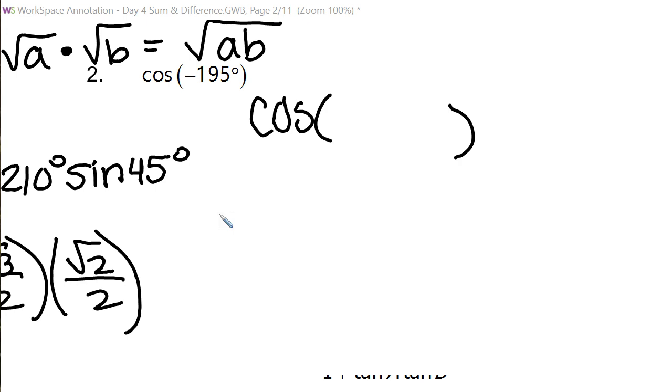Negative 150 and negative 45. Yeah, we could do negative 150 degrees minus 45 degrees. That would add to negative 195 degrees. That would work. Or what about if I did 225 degrees?